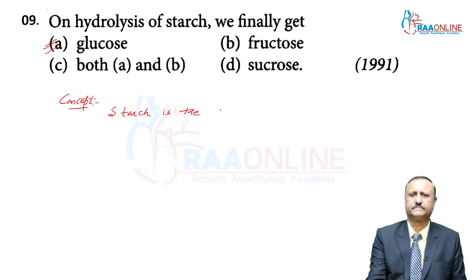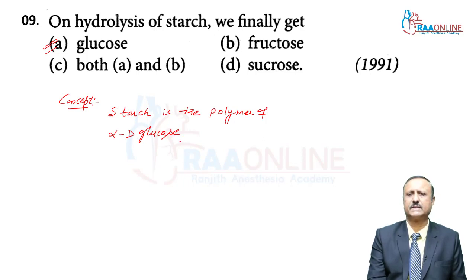Starch is the polymer of alpha D glucose. When this alpha D glucose units are linked by 1,4 and 1,6 linkages, then you can get starch. In starch, two types of linking are present, amylose and amylopectin. In amylose, my dear students, 1,4 alpha linkage is present, and in amylopectin 1,6 alpha linkage is present. So the answer is A.